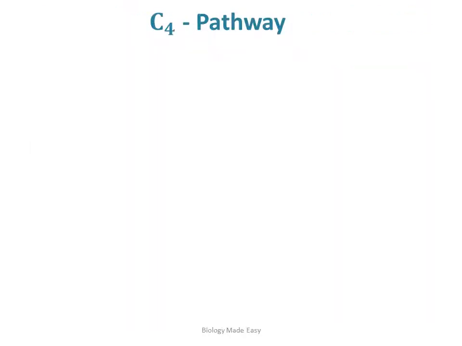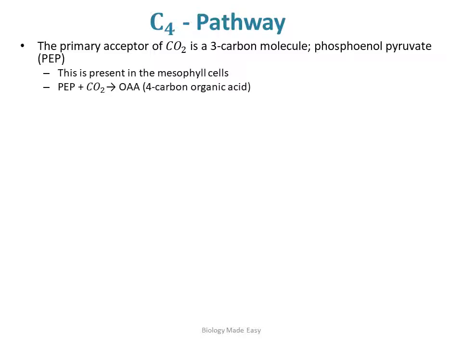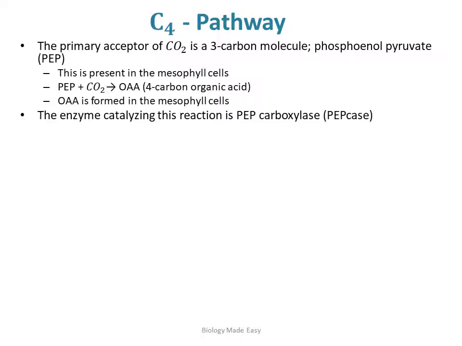In the C4 pathway, the primary acceptor of carbon dioxide is a 3-carbon molecule, phosphoenol pyruvate, shortened to PEP. PEP is present in the mesophyll cells. PEP combines with carbon dioxide to yield a 4-carbon organic acid OAA, oxaloacetic acid. Obviously, this is formed in the mesophyll cells, and the enzyme which catalyzes this reaction is PEP carboxylase, or in short PEPcase. This enzyme obviously is present in mesophyll cells.